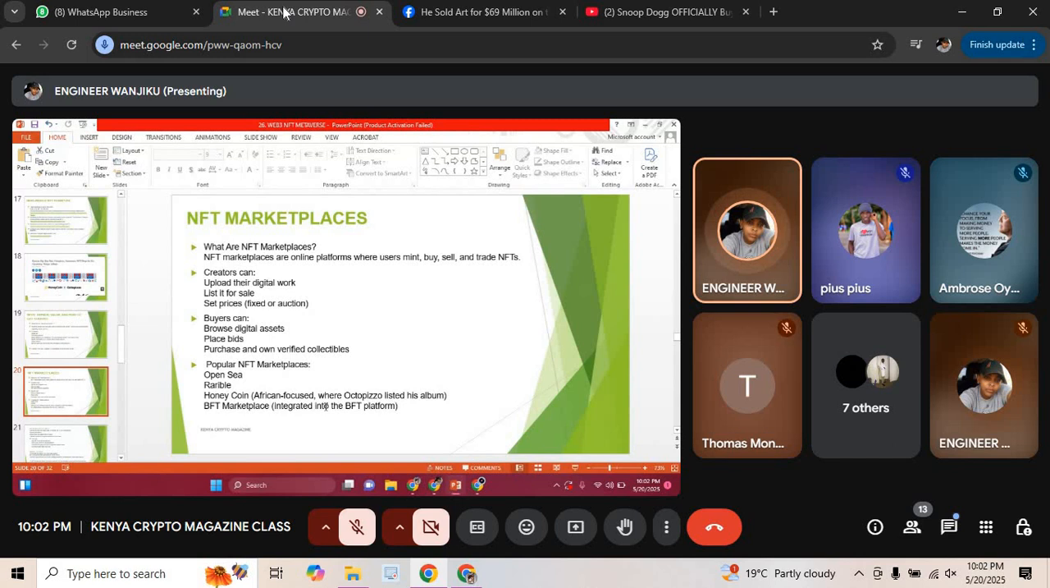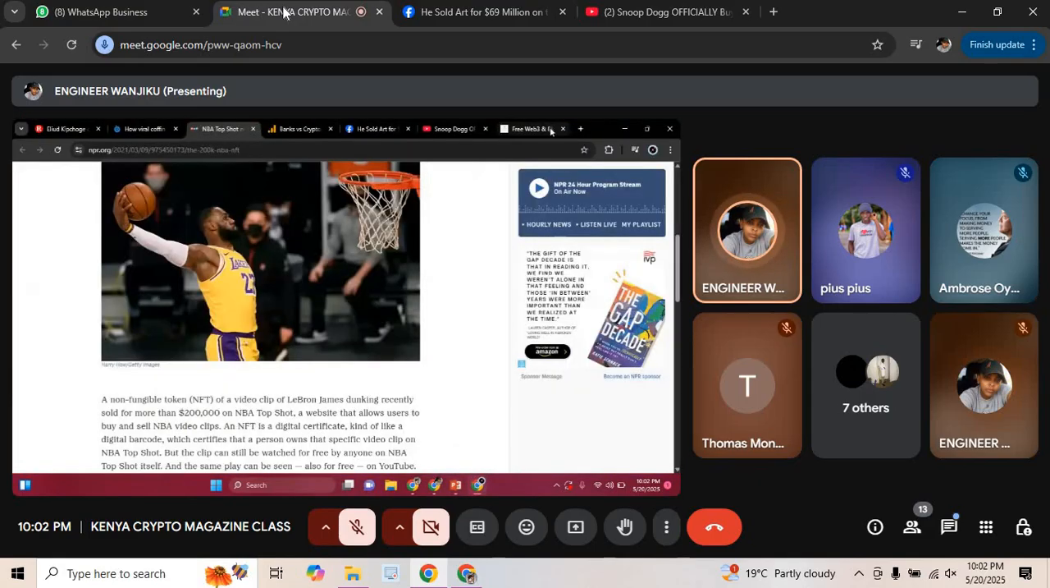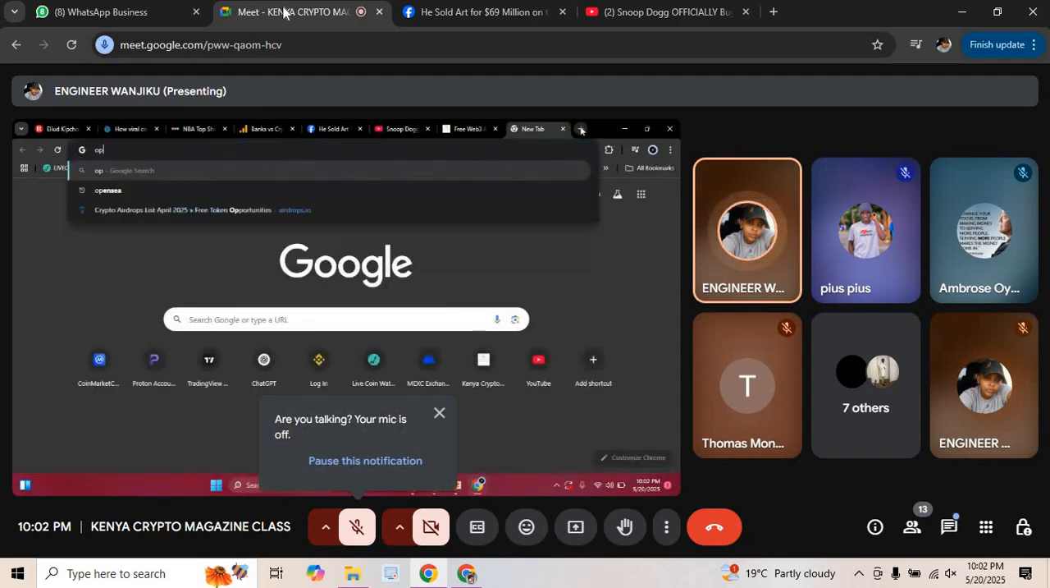So popular NFT platforms or marketplaces are OpenSea, Rarible, and Honeycoin. Honeycoin is African based, where Octopizzo actually listed his album. Then we also have an African focused NFT marketplace, which is the BFT marketplace. Let's see how OpenSea looks like. We have OpenSea.